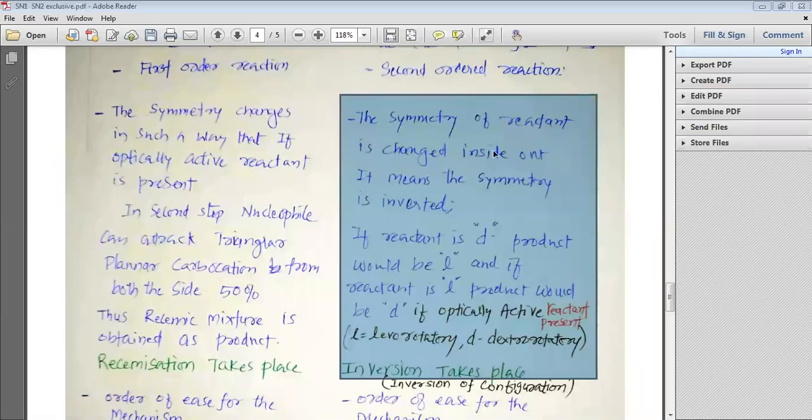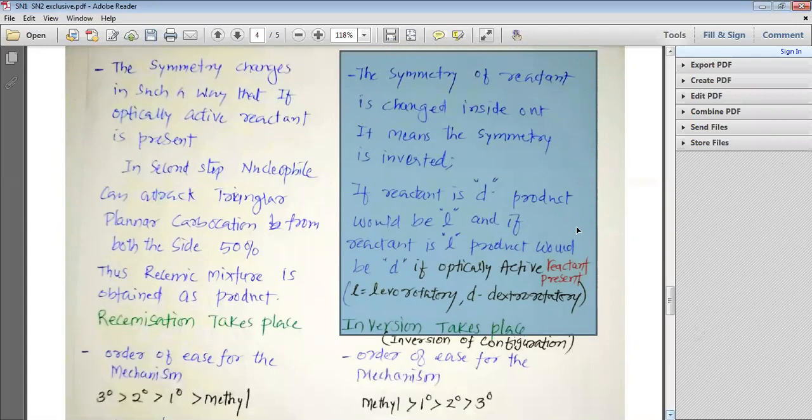It happens as if, my dear students, it is an open umbrella. This open umbrella, due to heavy wind, turns to the opposite side. The symmetry in the SN1 reaction turns out to be inside out. It means the symmetry is inverted. It is the inversion of symmetry. It is the inversion of configuration.